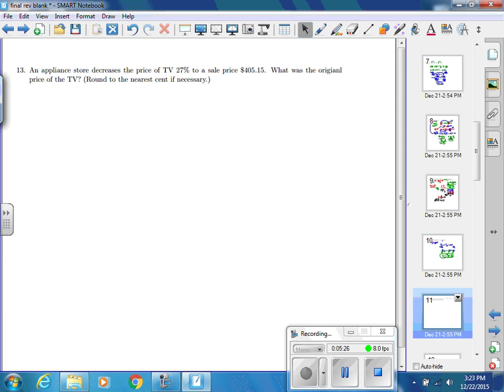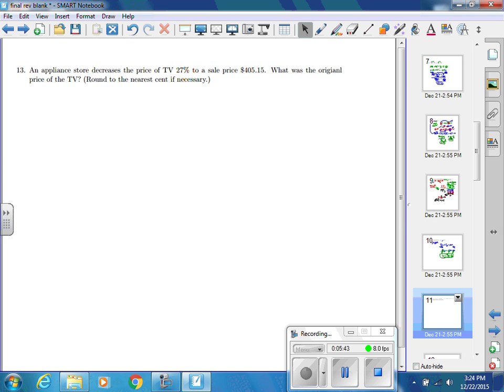Alright, next one. It says that an appliance store decreases the price of a TV 27% to the sale price of $405.15. What was the original price of the TV? Okay, I'll show you guys a good old trick. There's kind of a formula to these.